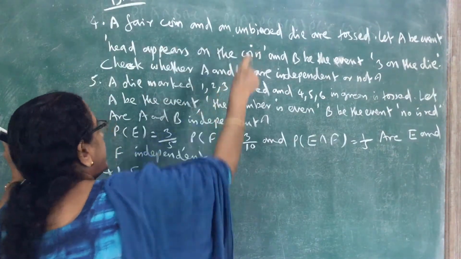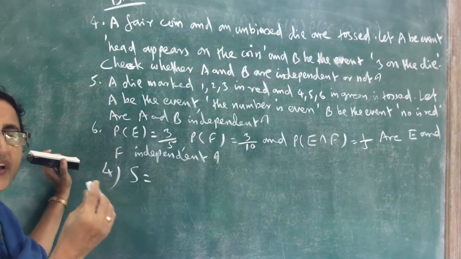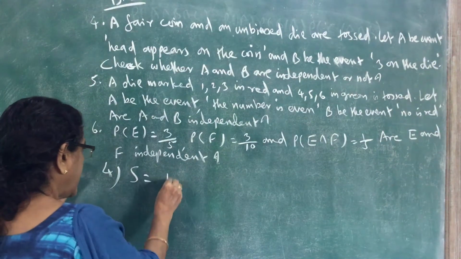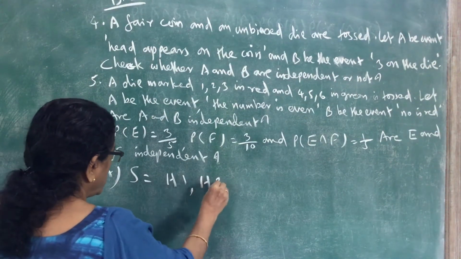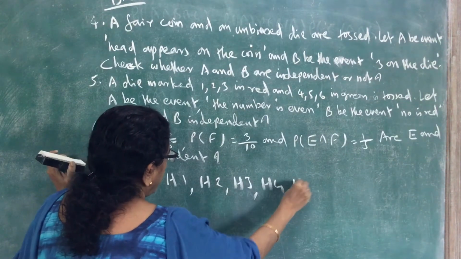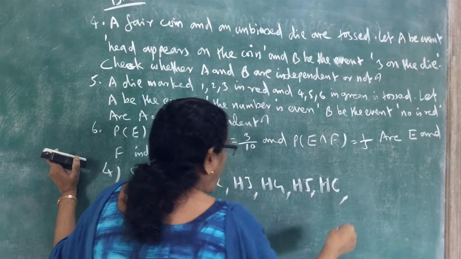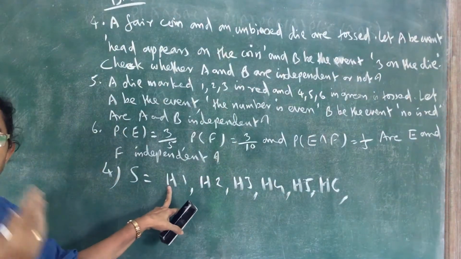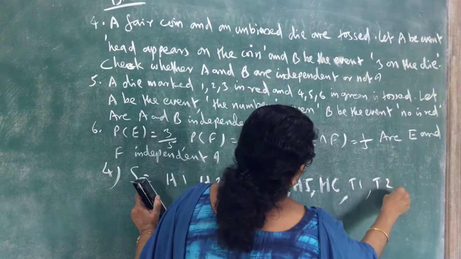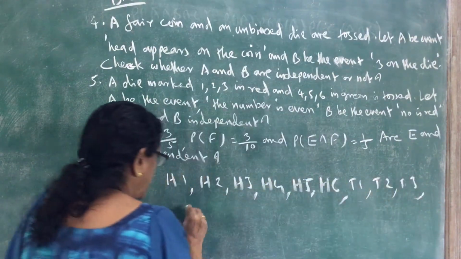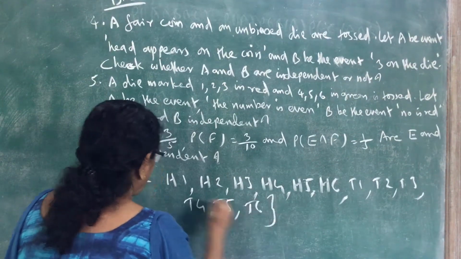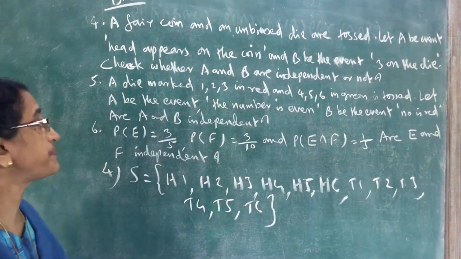coin and die. Sometimes the coin shows head and the die can be 1, 2, 3, up to 6. So we can write H1, H2, H3, H4, H5, H6. Or the coin shows tail and the die can be 1, 2, 3, up to 6. T1, T2, T3, T4, T5, T6. So that is the sample space.